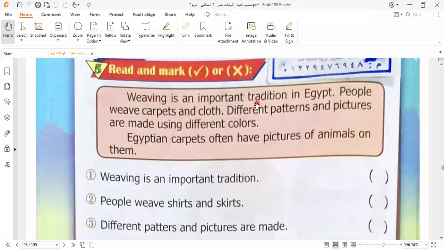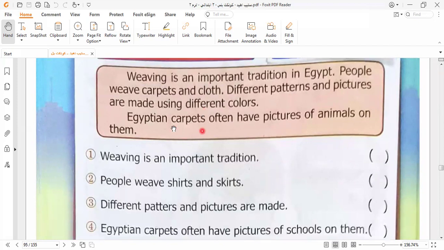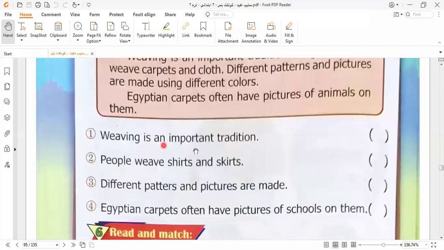Weaving is an important tradition in Egypt. People weave carpets and clothes. Different patterns and textures are made using different colors. Egyptian carpets often have pictures of animals on them. Weaving is an important tradition in Egypt.